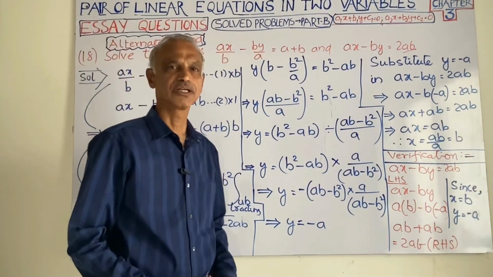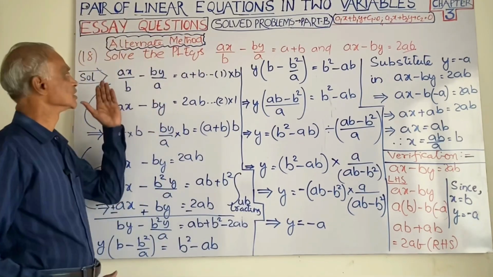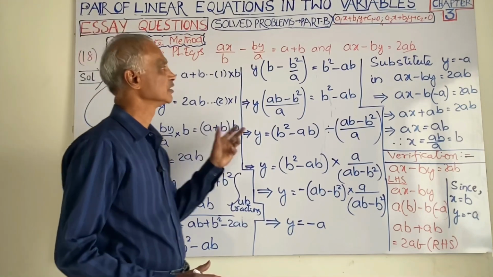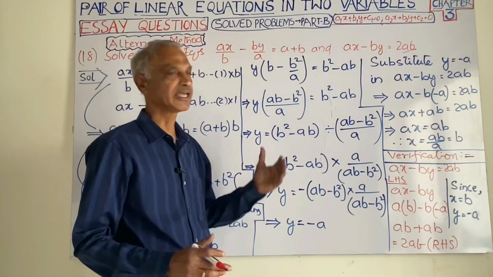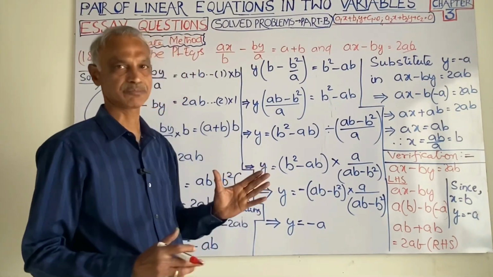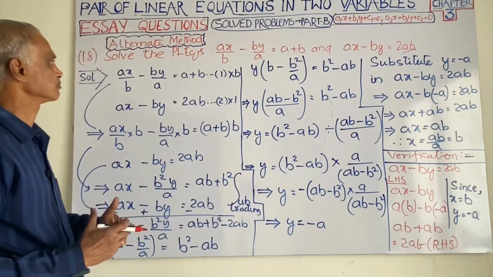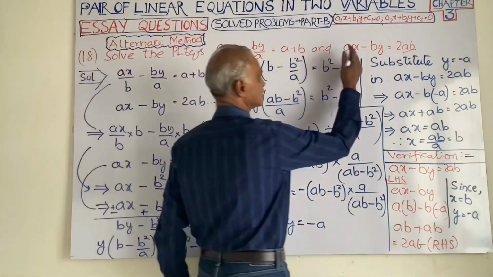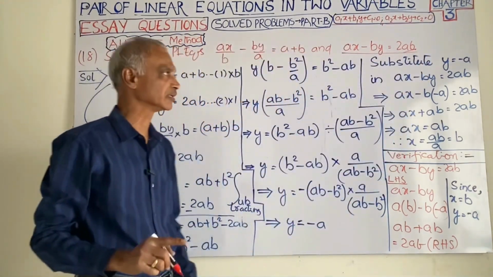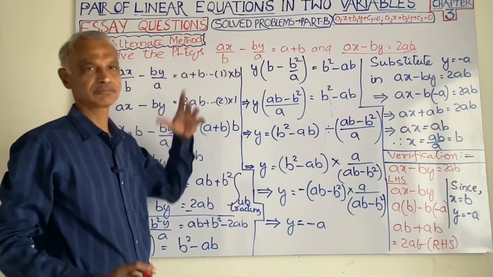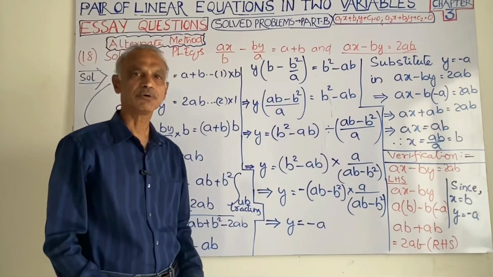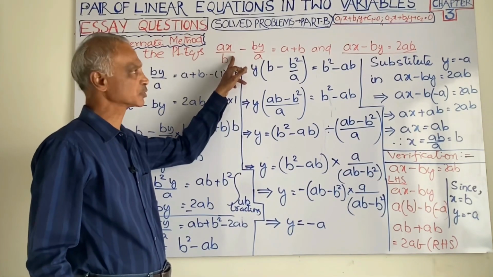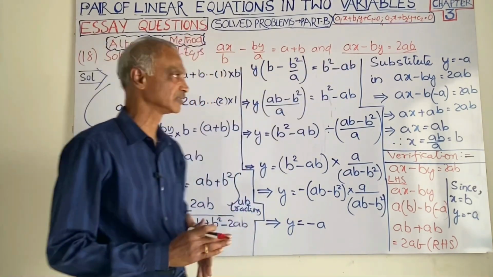Hi students, today an alternate method to solve the pair of linear equations ax/b + by/a = a + b and ax - by = 2ab. In the previous method, I divided this equation by b to make the first term equal. Now I will multiply this equation by b so as to make the first term equal.